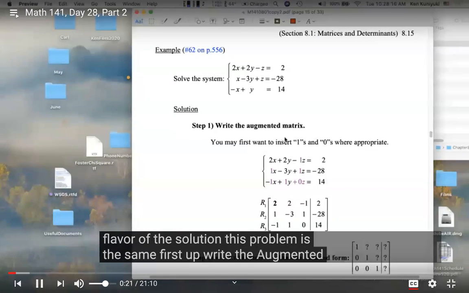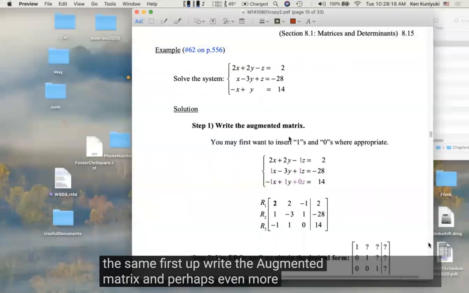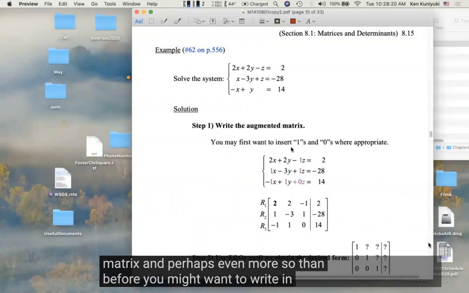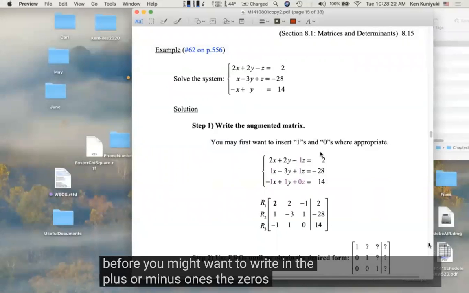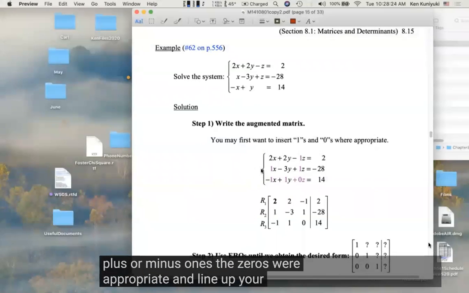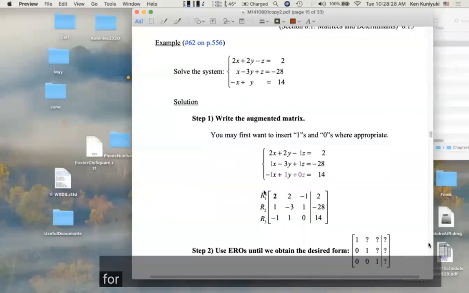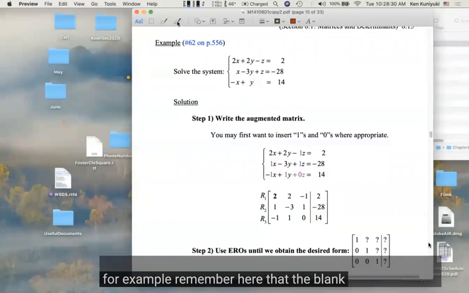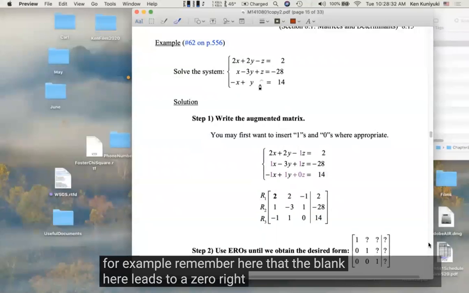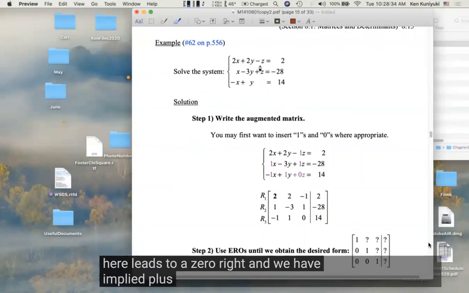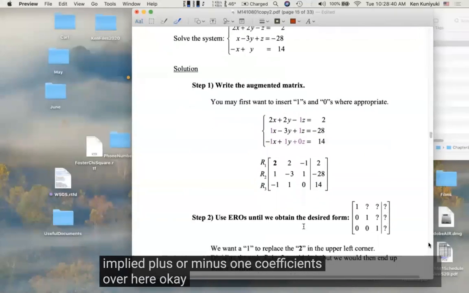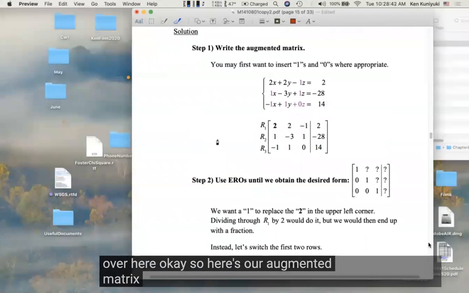First up, write the augmented matrix. And perhaps even more so than before, you might want to write in the plus or minus 1s, the 0s, where appropriate, and line up your like terms. For example, remember here that the blank leads to a 0, right? And we have applied plus or minus 1 coefficients over here. Okay. So here's our augmented matrix.